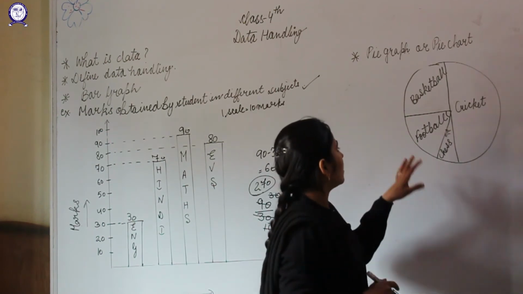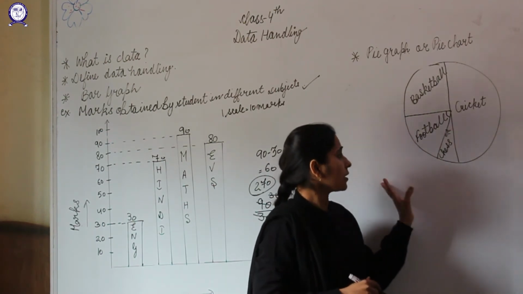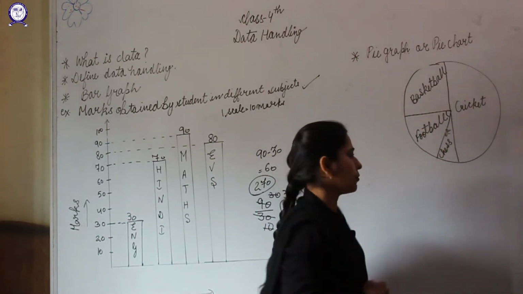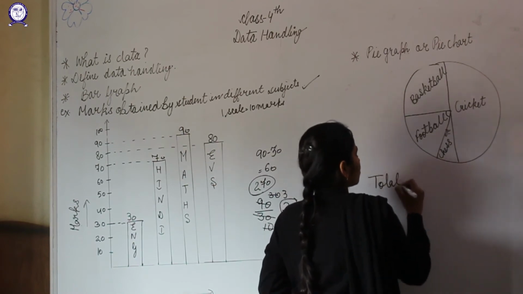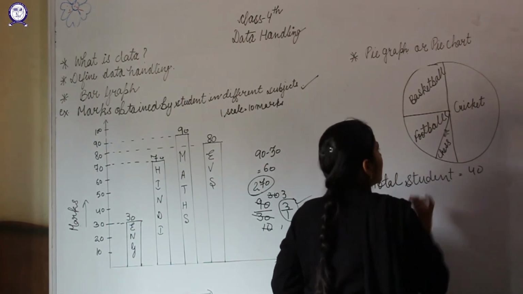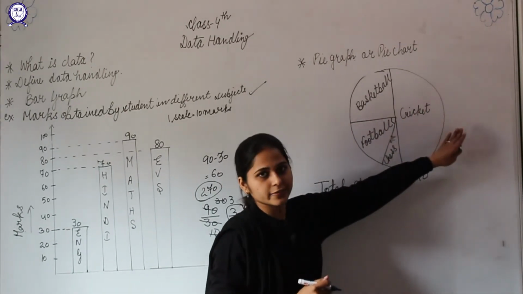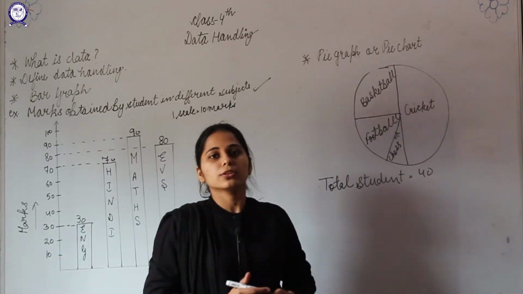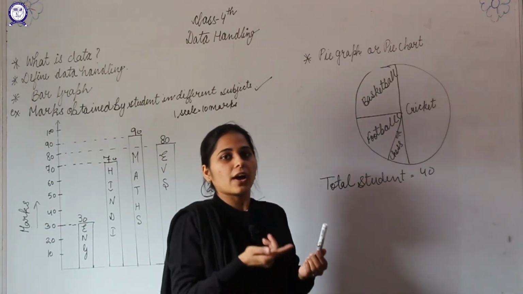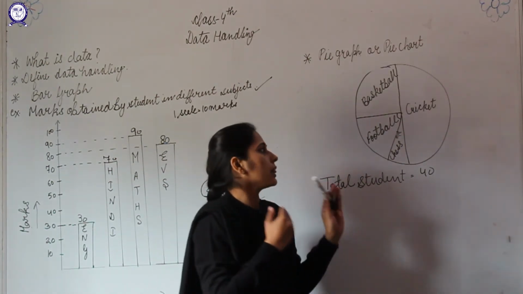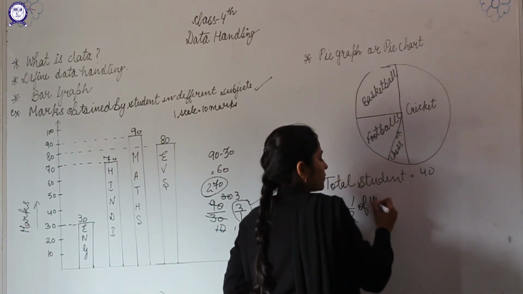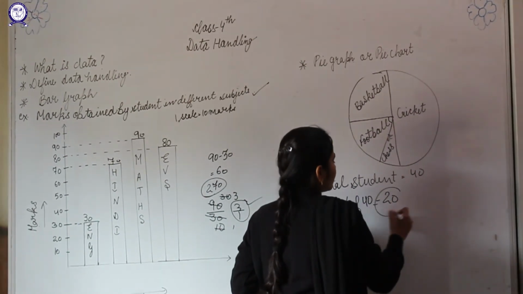So here is the list of the students who like basketball, football, chess and cricket in a class. Suppose total students were 40 in that class. This half sector or half circle is covered by cricket, means the students who like cricket. So half of the class likes cricket. If we are asked how many students like cricket, we find half of 40, because half of the class likes cricket, so total 20 students like cricket.